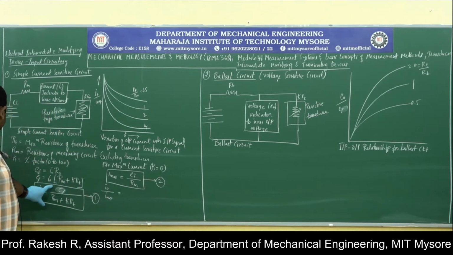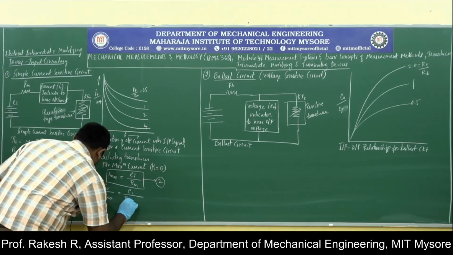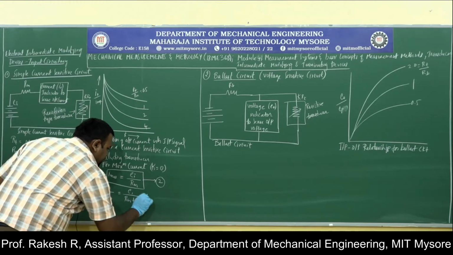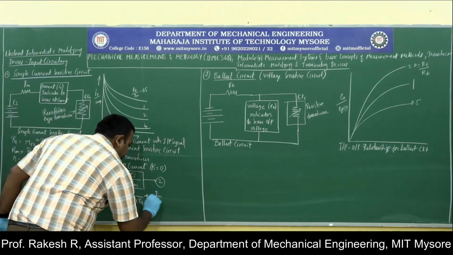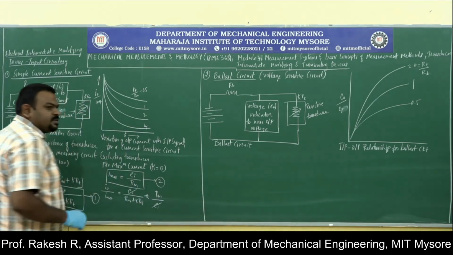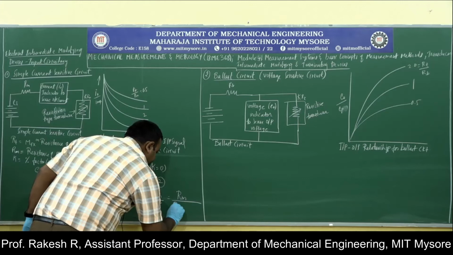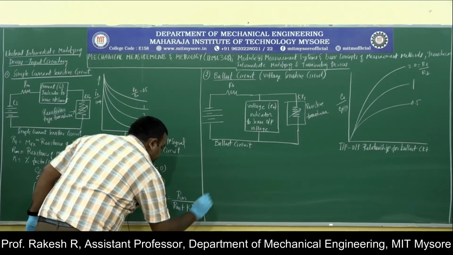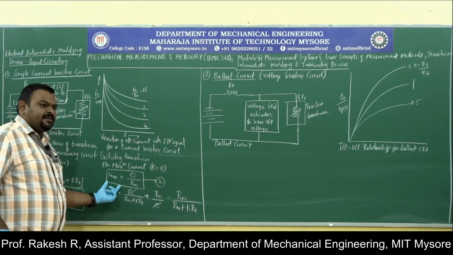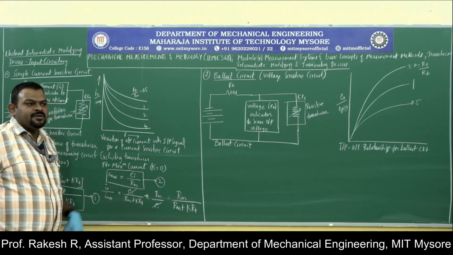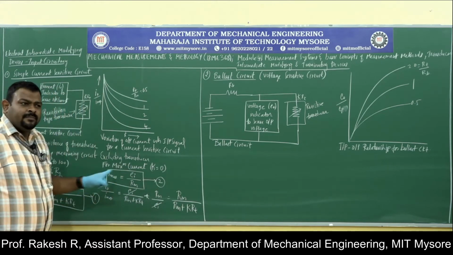this I naught, this term EI divided by RM plus K into RT, into the denominator reversed, RM divided by EI. So this will get cancelled. The remaining expression is RM divided by RM plus K into RT. This is the expression for variation of current in terms of resistance. So in other words, as the resistance changes, current is also changed.